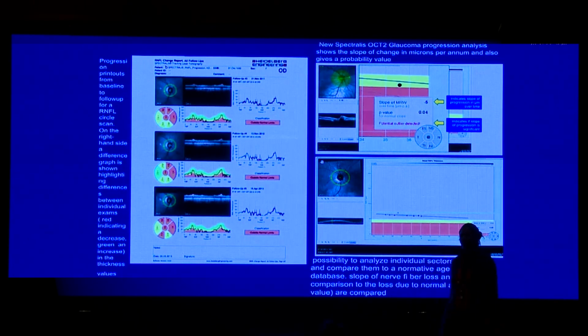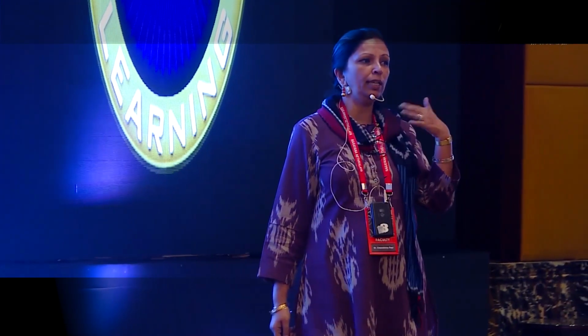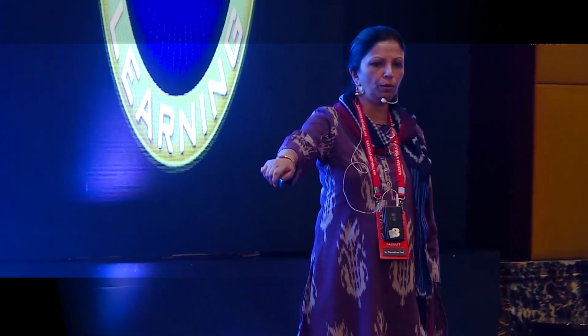And on your left hand side, the Heidelberg gives you the opportunity to compare the thinning of RNFL with age and that of glaucoma. So you can make out in an elderly person whether the RNFL decrease is due to age or due to glaucoma.